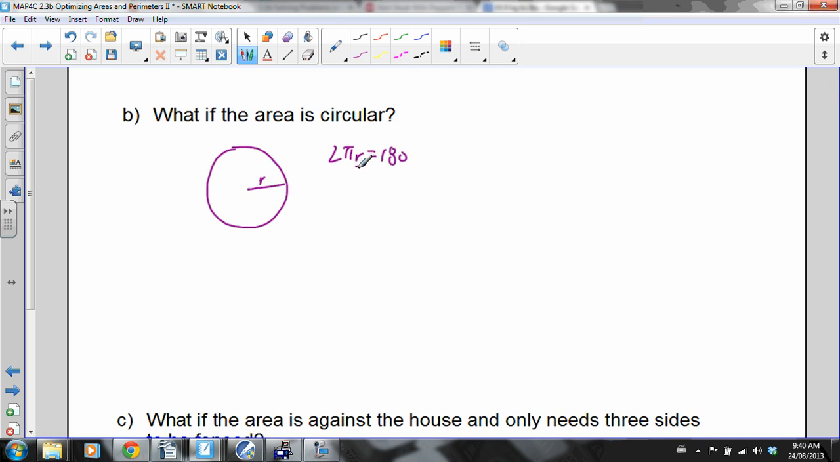Wow. Instead of solving for x, the side of a square, I've got to solve for r. I don't know what the radius of this circle is. So how do I get the radius alone? I've got to divide by the 2 pi. Divide by 2 pi on either side. Now when I put that into my calculator, divided by 2 pi, I'm going to use brackets there, okay?